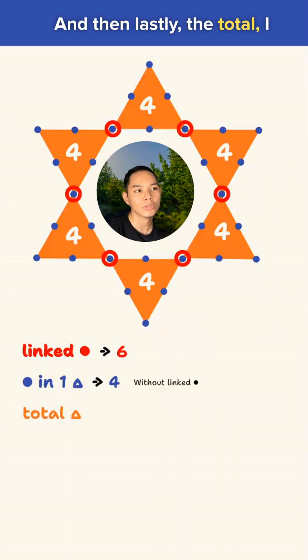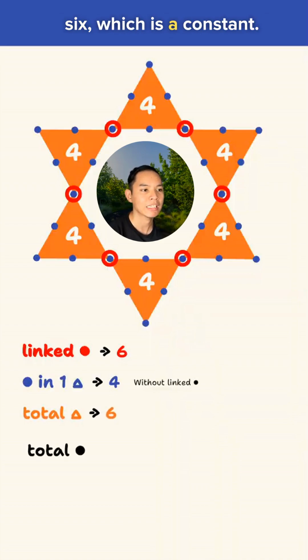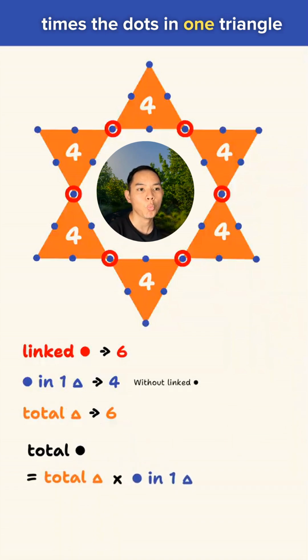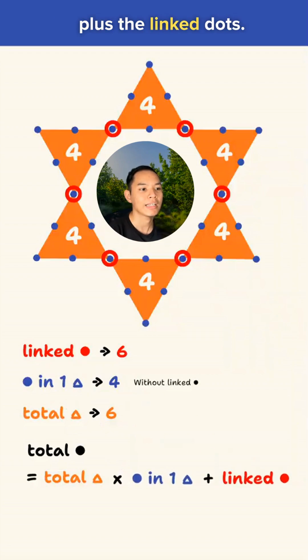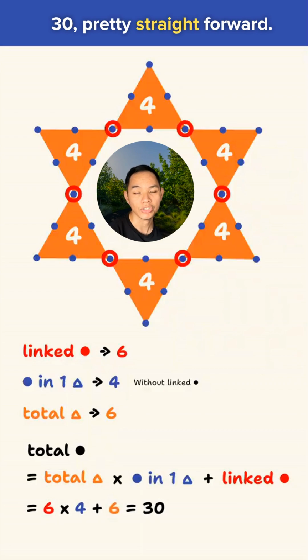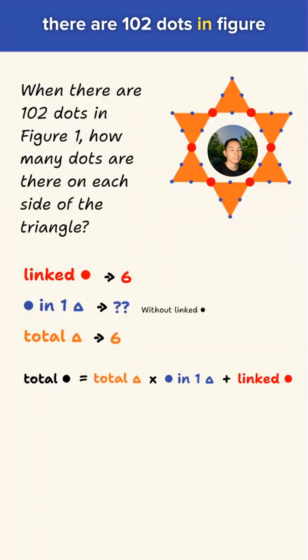And then lastly, the total triangles is equal to 6, which is a constant. So that means the total blue dots is equal to total triangles times the dots in one triangle plus the linked dots. Okay, and this gives us the answer 30. Pretty straightforward. But the thing is, when there are 102 dots in Figure 1, how many dots would there be in each side of the triangle?